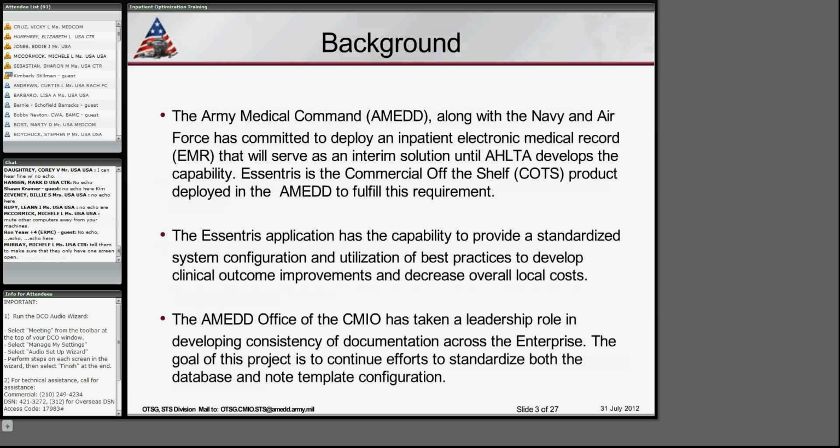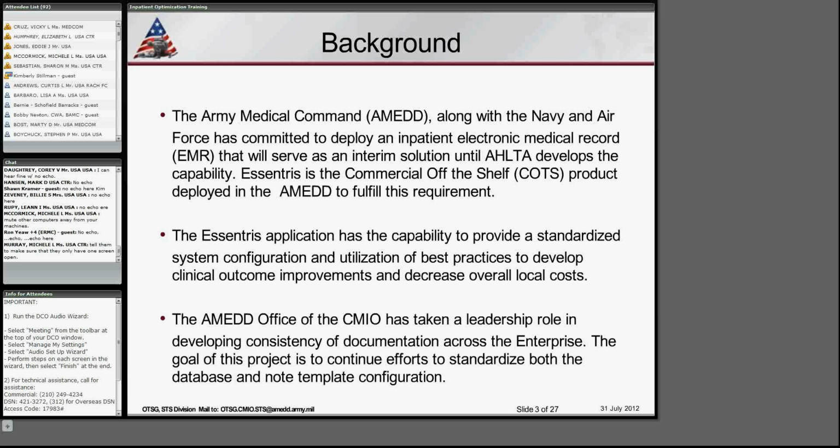Okay, so I'm going to go on with a little bit of background. Like I said, this is a project that's been going on for the last couple of years, and even before that. I've only been involved for the last couple of years, which is when we've really been pushing on the scope and moving into this with the Navy and the Air Force. As most of you well know, Essentris was deployed as an interim solution to Alta, probably 4 or 5 years ago at this point, to fulfill the inpatient requirement.